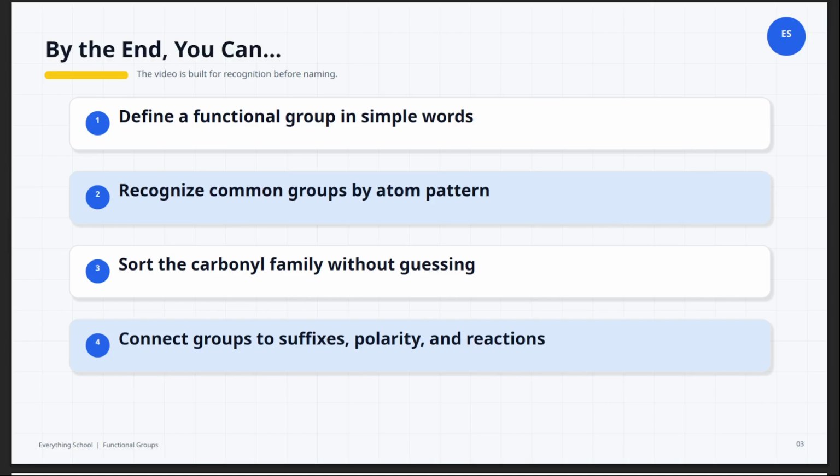First, you should be able to explain what a functional group is in normal language. Second, you should be able to recognize groups by pattern, not by guessing. Third, you should be able to separate carbonyl groups, because that is where a lot of students mix up aldehydes, ketones, acids, esters, and amides. Fourth, you should connect the group to naming, physical properties, and simple reactivity. This video is built for recognition before naming. If you cannot spot the group first, naming feels harder than it needs to be.